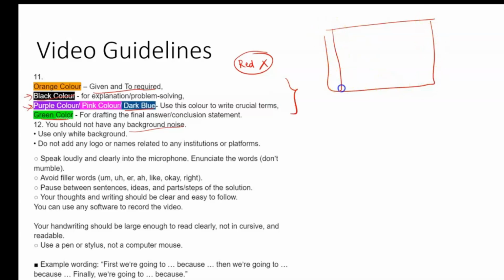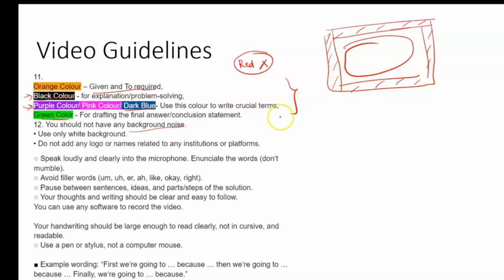Nothing should come, neither your taskbar must be shown, neither the above portion of the things, neither the bottom, and neither the side things. Only this portion should be available in your video. There should not be any logo or watermark in the particular video.